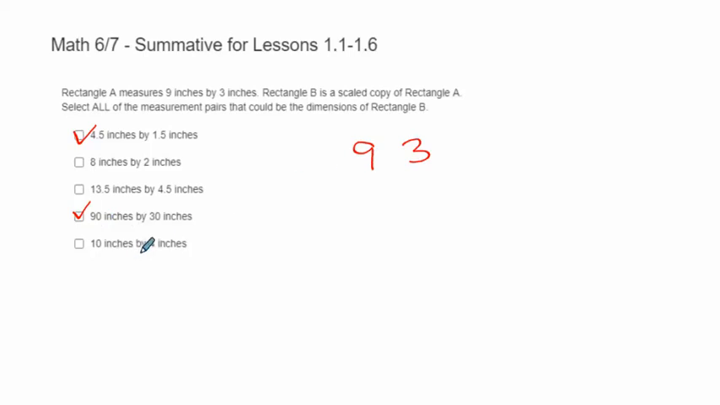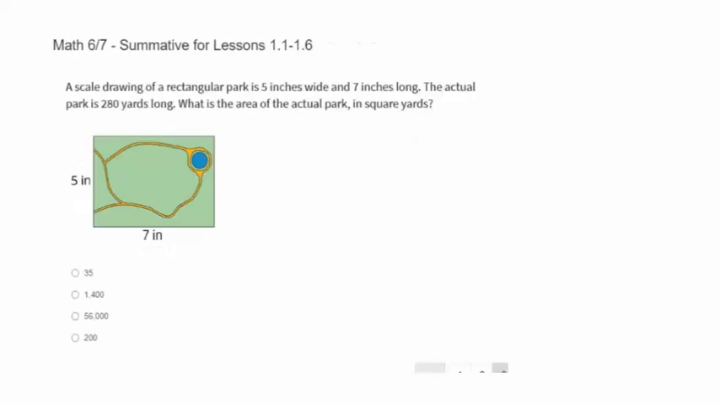This one, let's see, I would have to be multiplying by a little over 1, and that one doesn't work for that one. This one, if I multiply 9 times 1.5, that gives me 13.5. If I multiply this by 1.5, that gives me 4.5. All right, so it's those 3. Okay. All right, let's go to the next one.